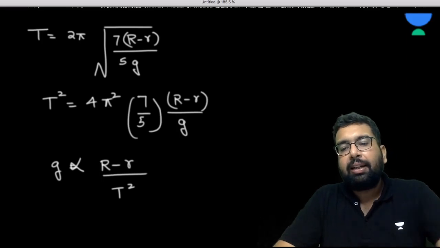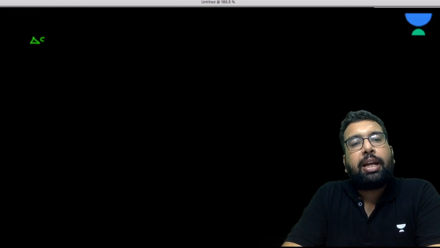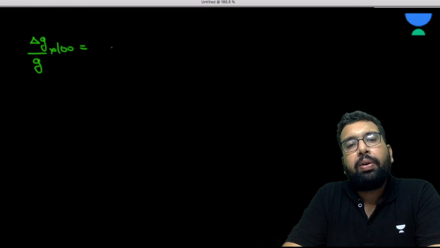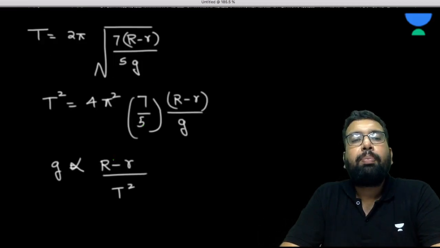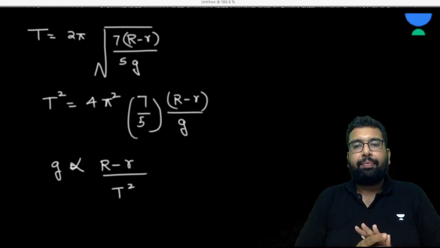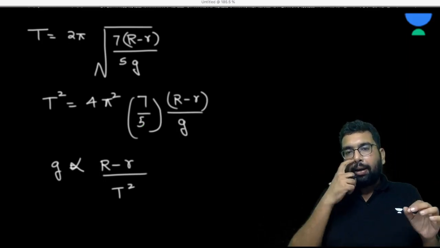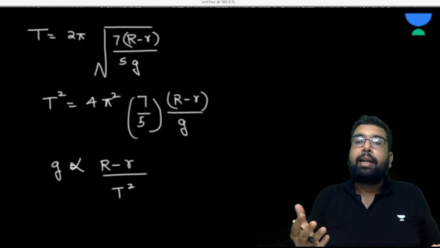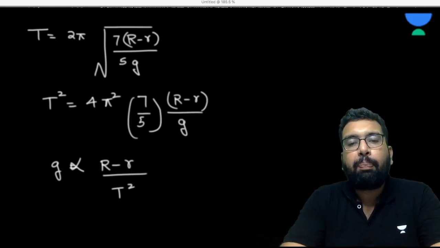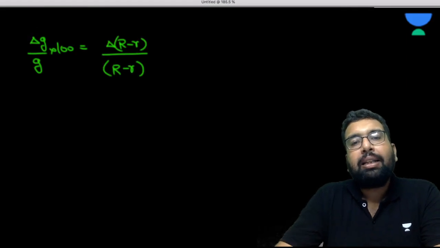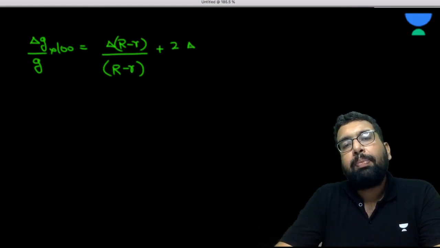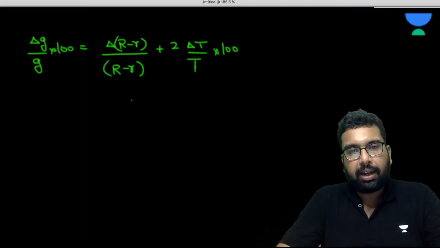So we can now write delta g by g into 100 is equal to delta of (R minus r) upon (R minus r). What we have done here is assumed R minus r as the whole entity. So the error in this whole entity upon this whole entity, plus 2 times delta t by t into 100. Okay, 2 times delta t by t into 100.